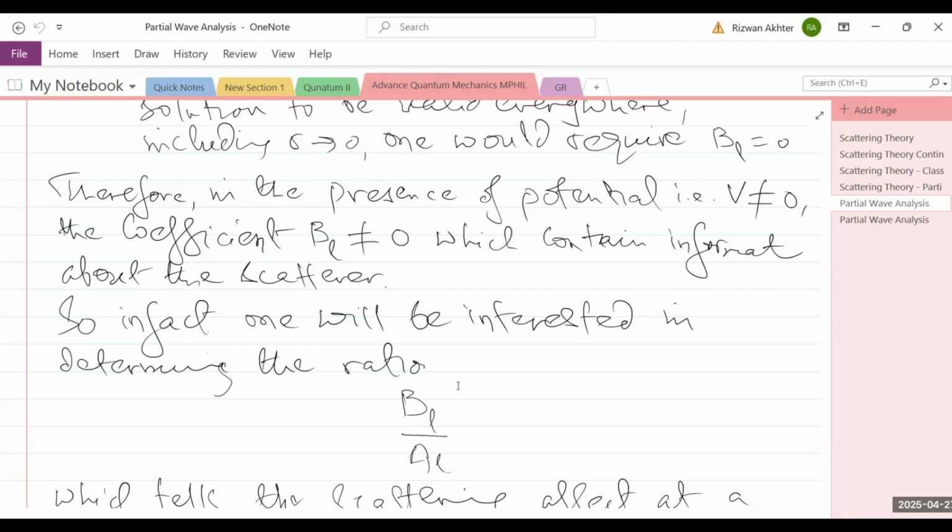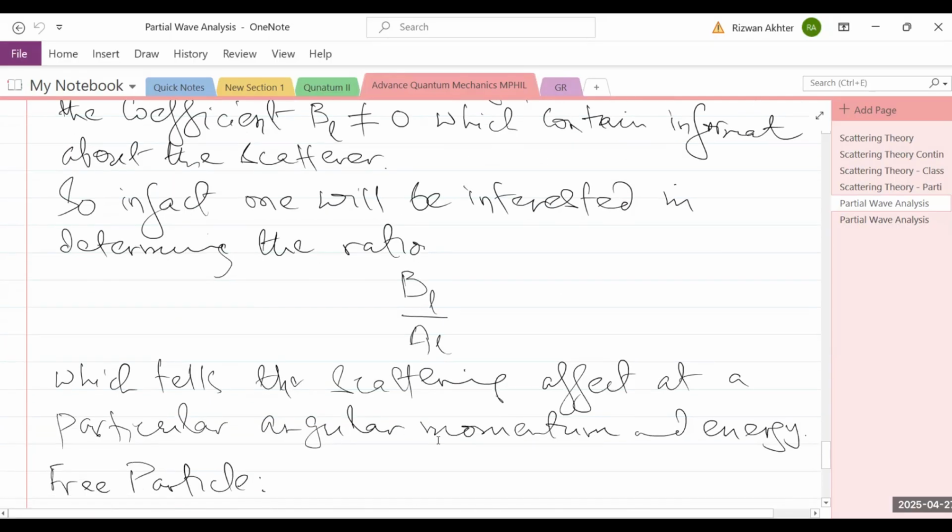So in the scattering analysis, we want to know the ratio of BL upon AL, that is B n upon A n, and this would later on be called the scattering matrix. And this would tell us the scattering effect at a particular angular momentum. Remember, we have this B and A subscripted by small l, which means that the values of A and B are functions of the angular momentum.